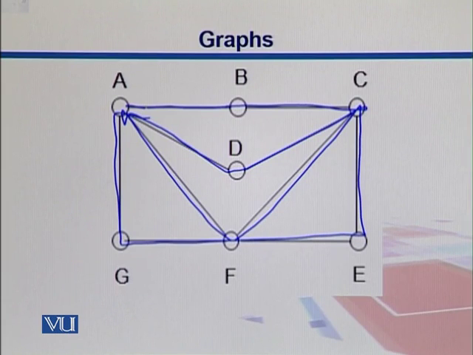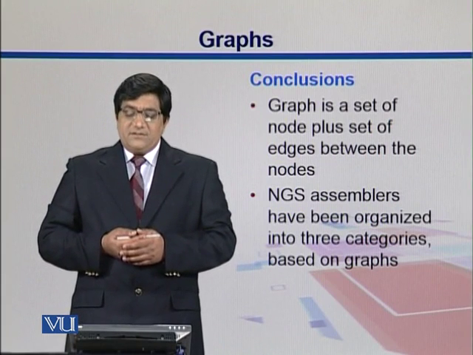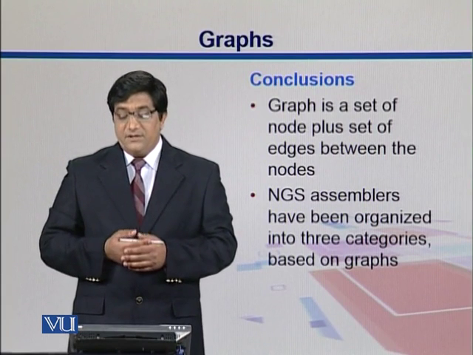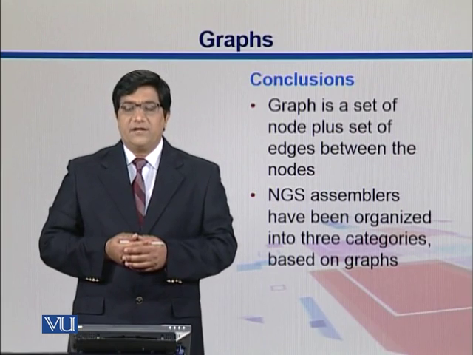In this way, for the nodes coming from the aligned reads, we are trying to place them and find these paths amongst them. Once we find those paths, there is no repetition, so we can resolve them and put these reads together in the shape of an assembly. So in this section, what we have seen is that a graph is a set of nodes plus a set of edges between them, and assemblers have been organized into three categories based upon the types of graphs they are using.